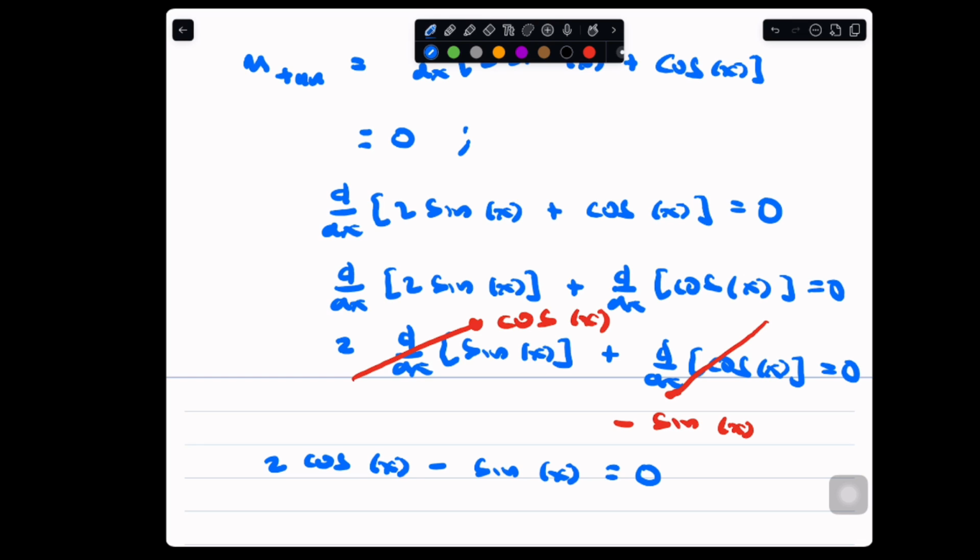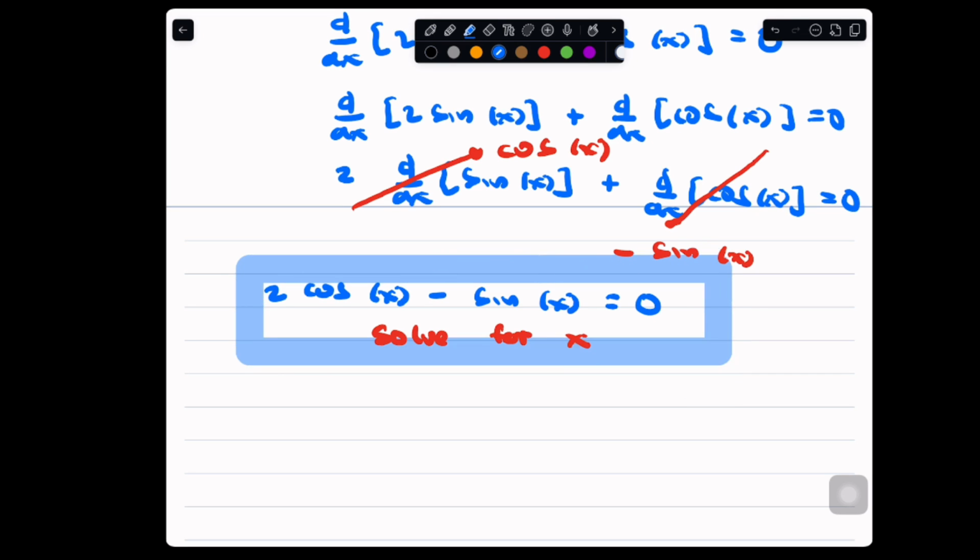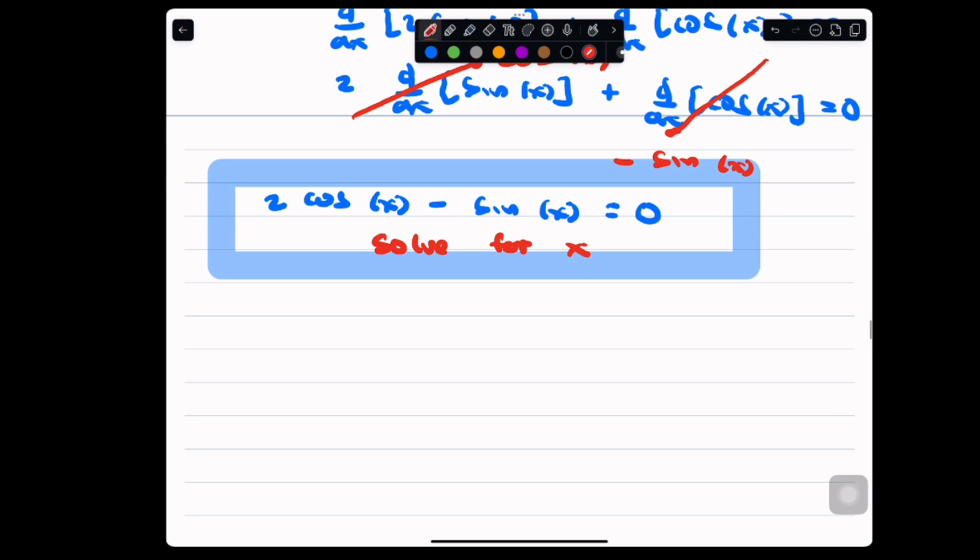Okay, you guys okay with that? So what do you have to do with this at this point? You have to solve for x. What is this known as? Do you guys know what you're looking at? This is called a trig equation. And where do you solve trig equations? Trigonometry. All right, so you got to go back to that information and say, okay, I'm going to solve a trig equation using trig.